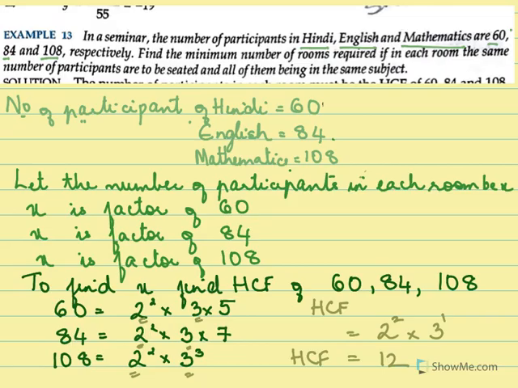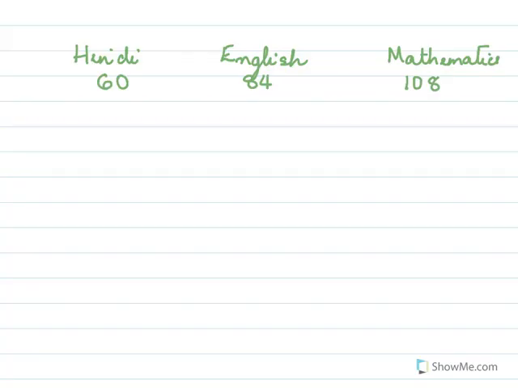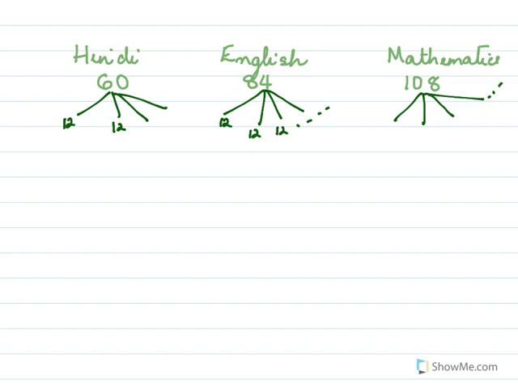So in each room there will be 12 students. So the Hindi students will be divided like 12, 12, 12 in each room. The English students also will be divided into a number of rooms, but 12, 12 students in each room. And the mathematics also will be divided into a number of rooms. We don't know how many, but 12, 12, 12 in each room. So how many rooms will be required?